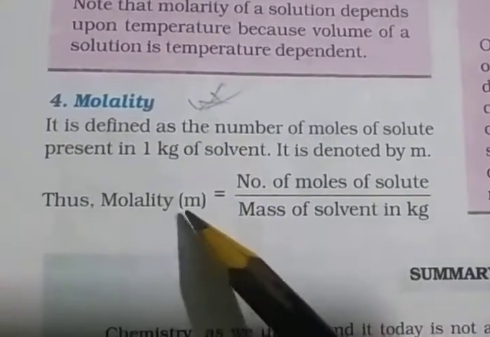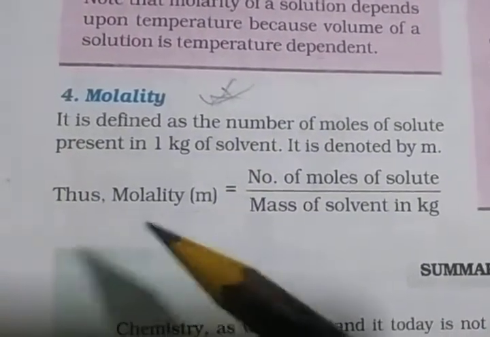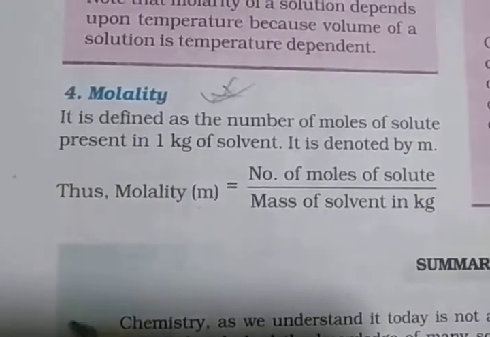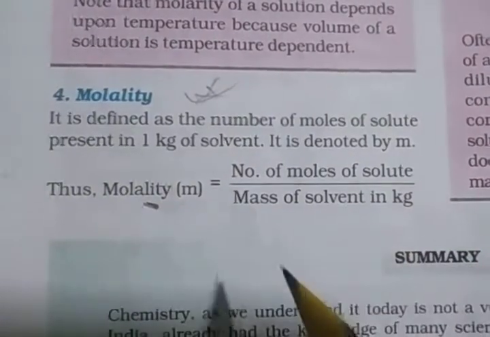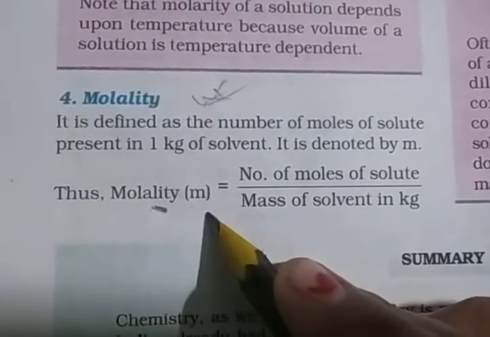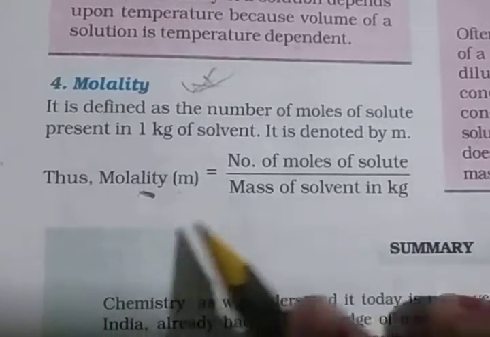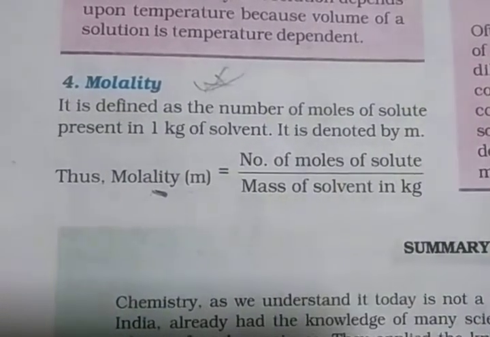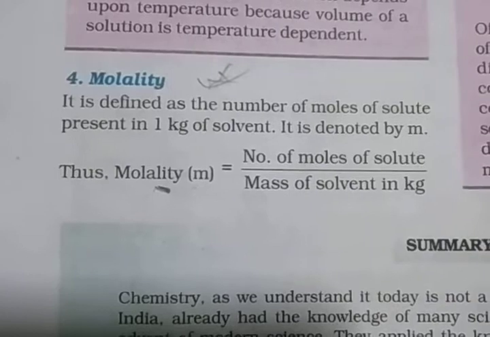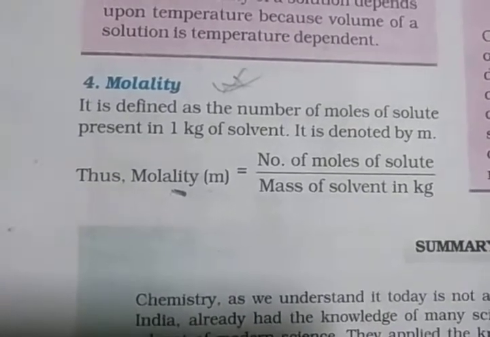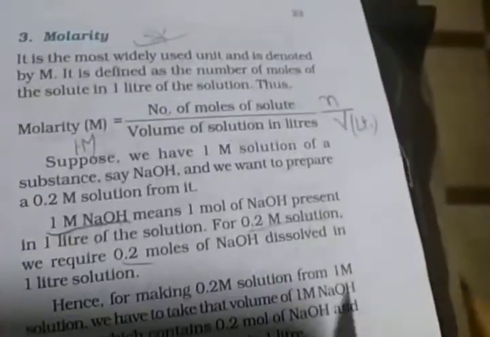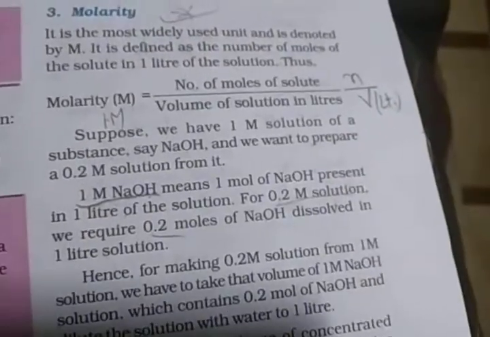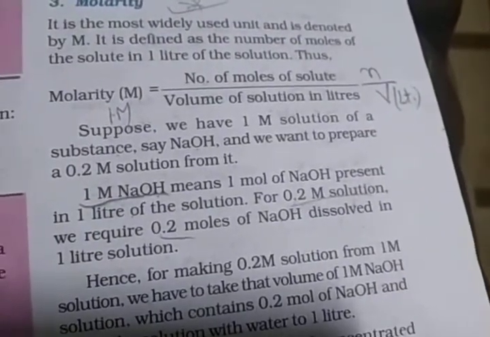Molality is denoted by small m, and molarity is denoted by capital M. Molarity is capital M and molality is small m, only for the difference in volume and mass. Molarity is small n divided by V, that is, the number of moles divided by the volume of solution in liters.